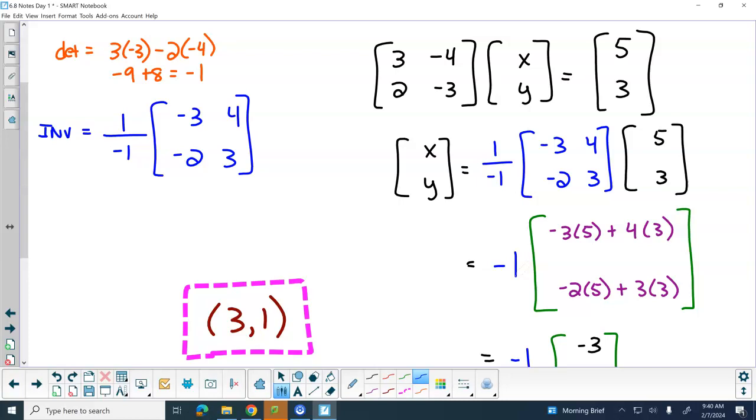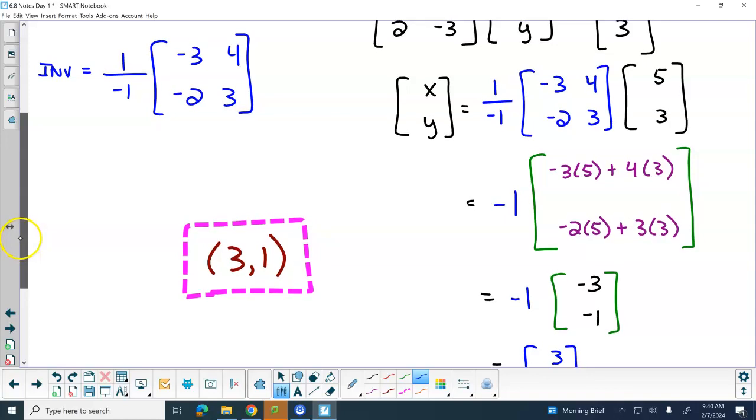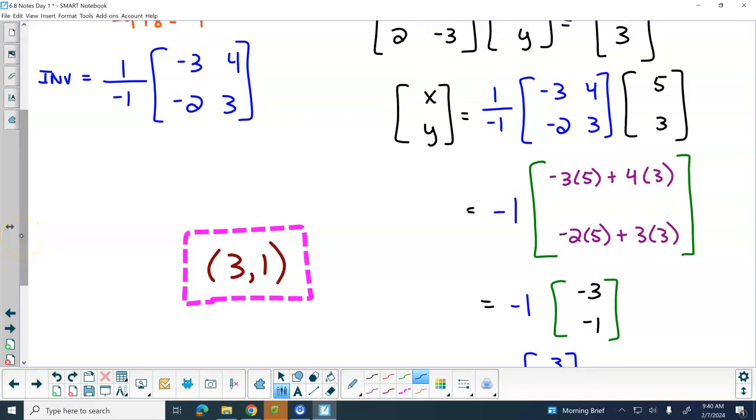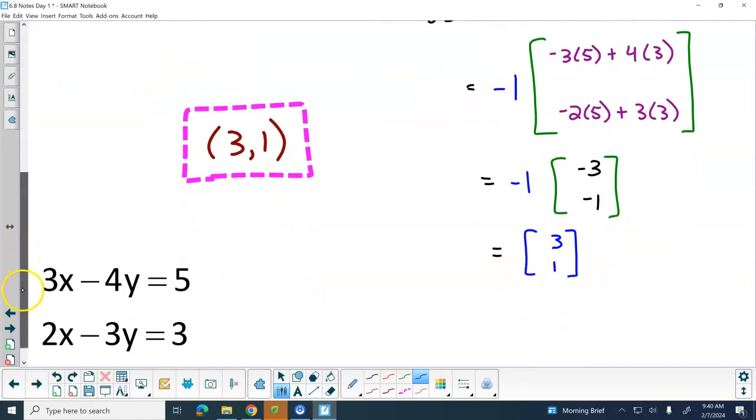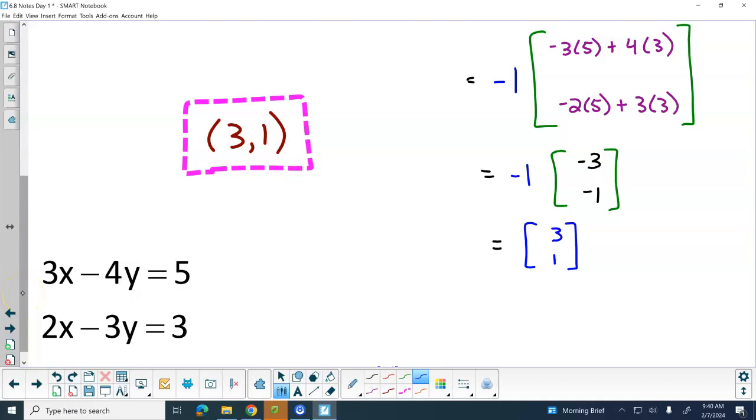Okay? And then when you multiply those two matrices together, you get -3 and -1. And then multiplying by the -1, you get 3, 1. And then when you check it, 3 times 3 is 9, minus 4 is 5. That one works out. 3 times 2 is 6, minus 3 is 3. It checks out.